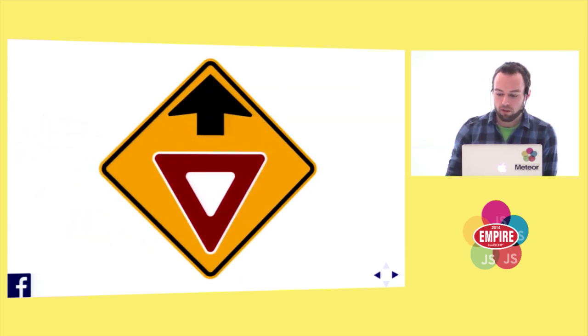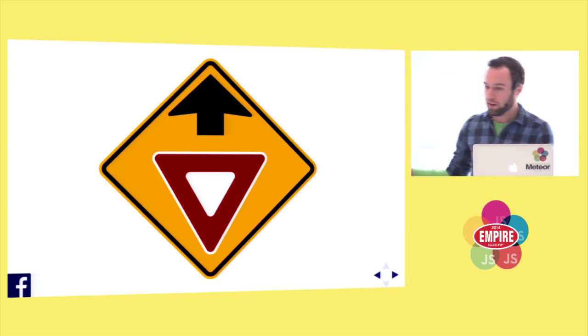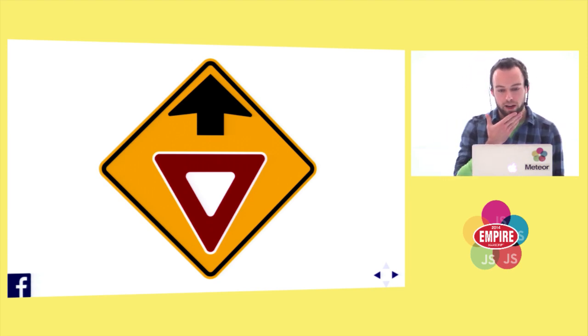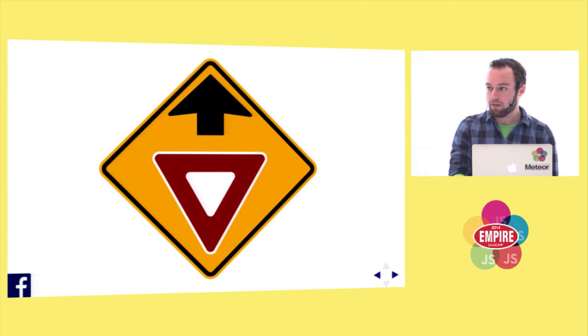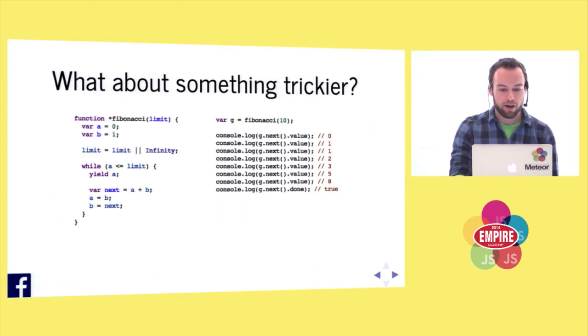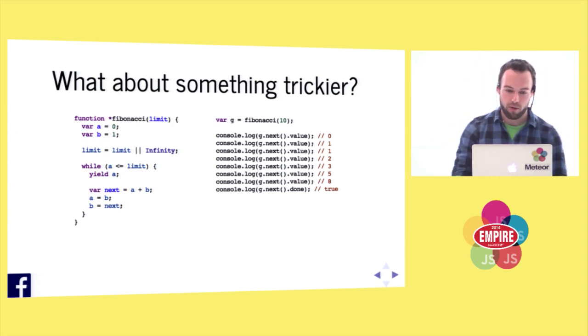Okay, so that's all well and good. And I love arrow functions as much as the next ECMAScript 6 enthusiast. But what about something a little trickier, a little more exciting that's coming in ECMAScript 6 and that you might have thought you had to wait for? Talking about something that I'm personally quite excited about, generator functions.